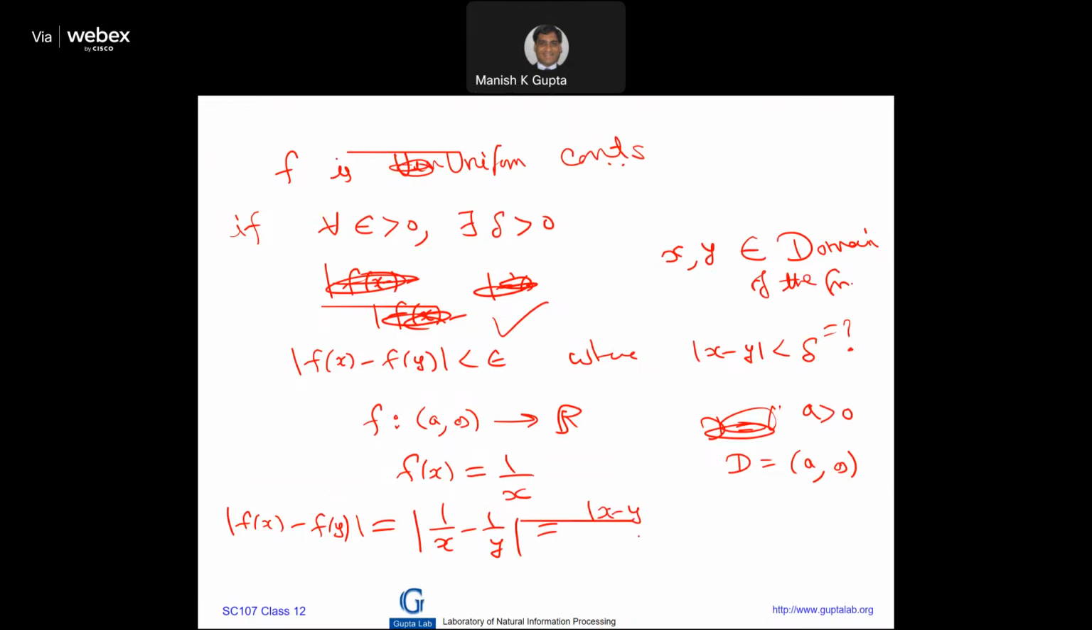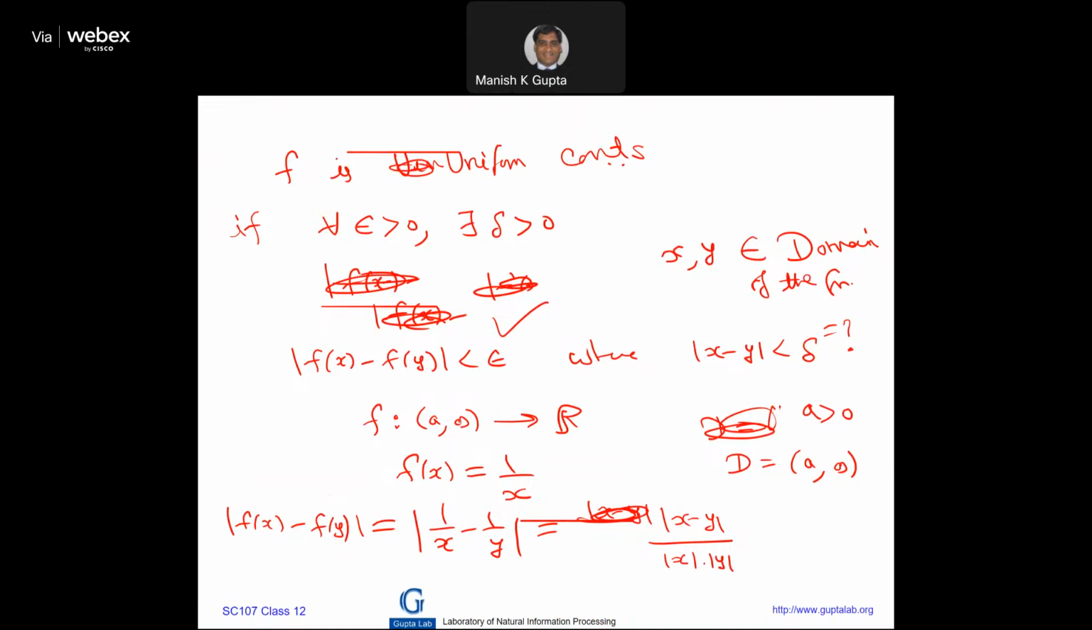Mod of x minus y divided by mod of x into mod of y. Agree? यहाँ तक सब सही है? Okay. Now x and y belong to this interval, right?